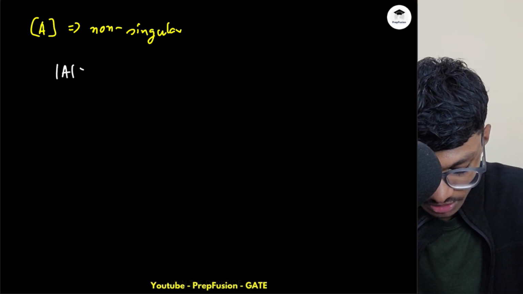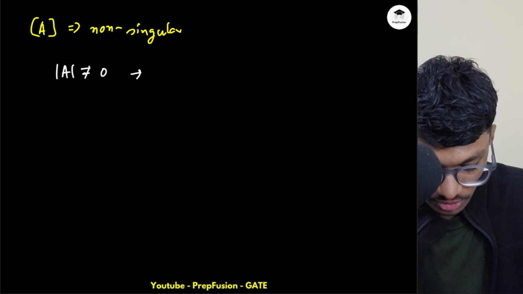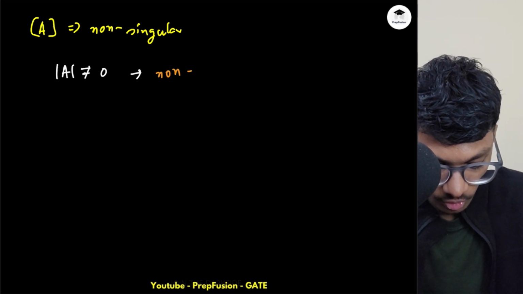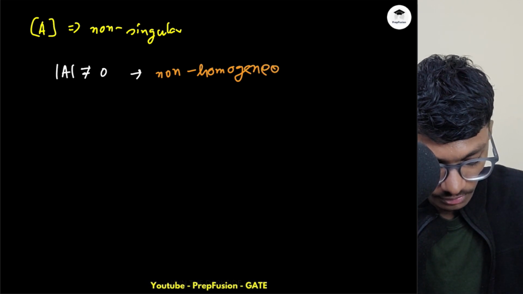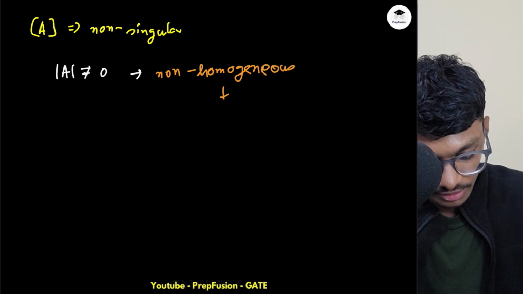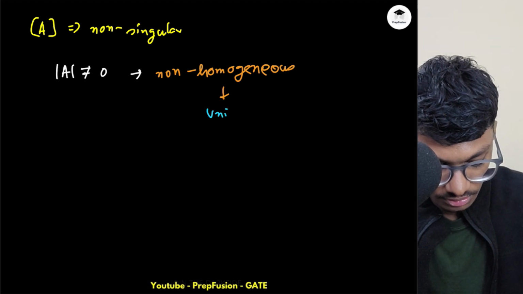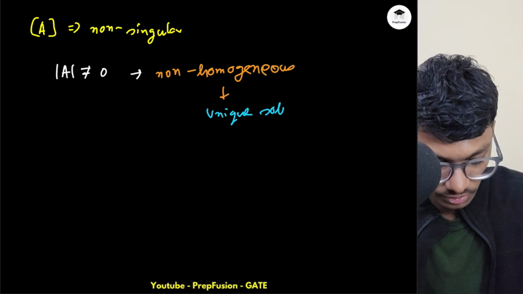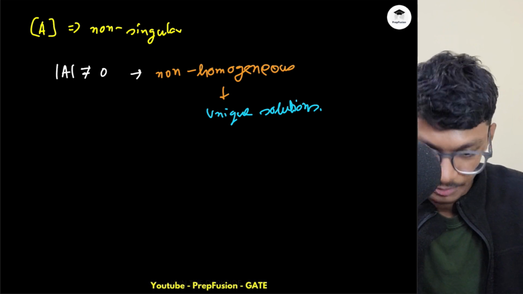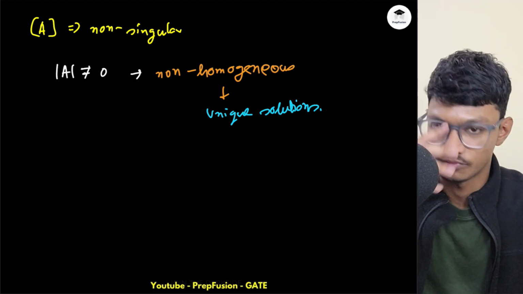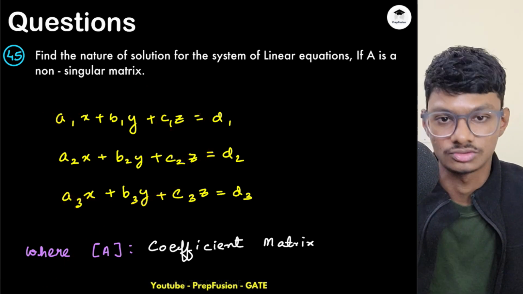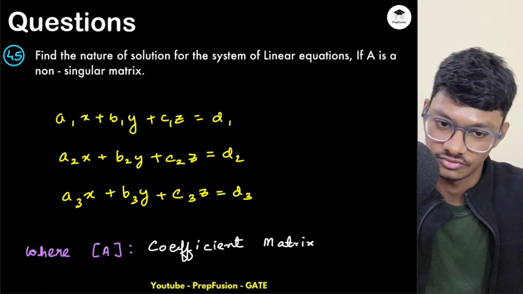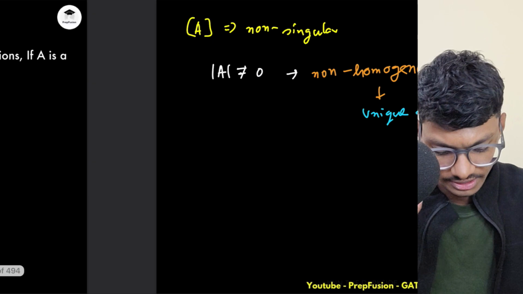Determinant of A cannot be equal to 0. Now if determinant of A is not equal to 0 for a non-homogeneous system, that means we have a unique solution. Pretty simple, right? Pretty straightforward. Or you can do it from the rank concept itself, because this is non-singular, so it is a full rank matrix, so the rank is 3. From there also you can understand. So yeah, let's solve this last question.